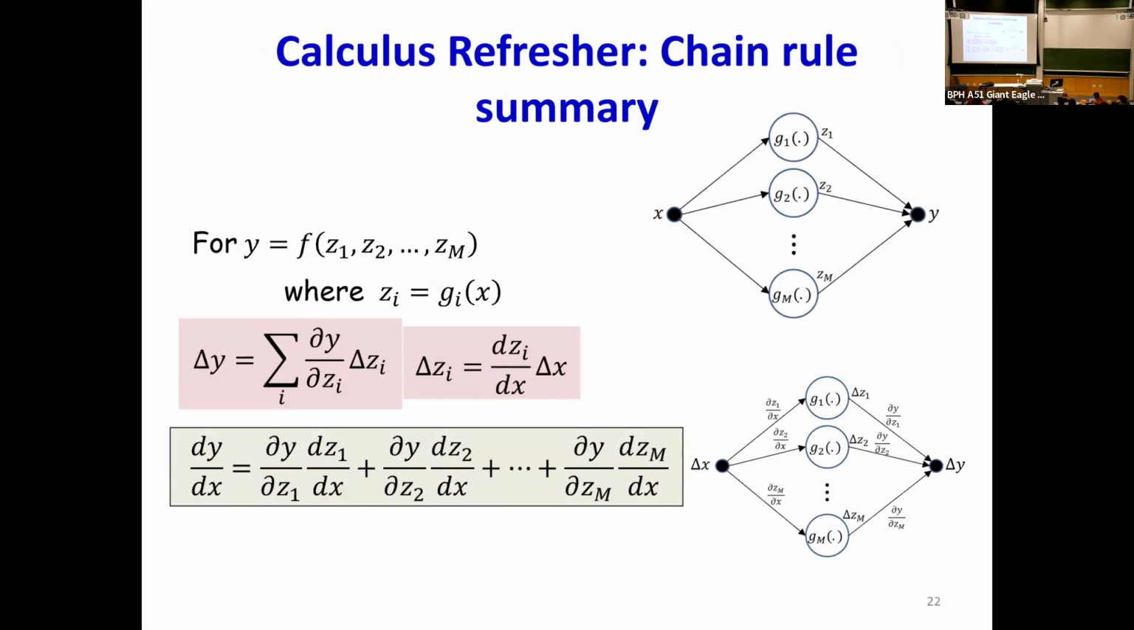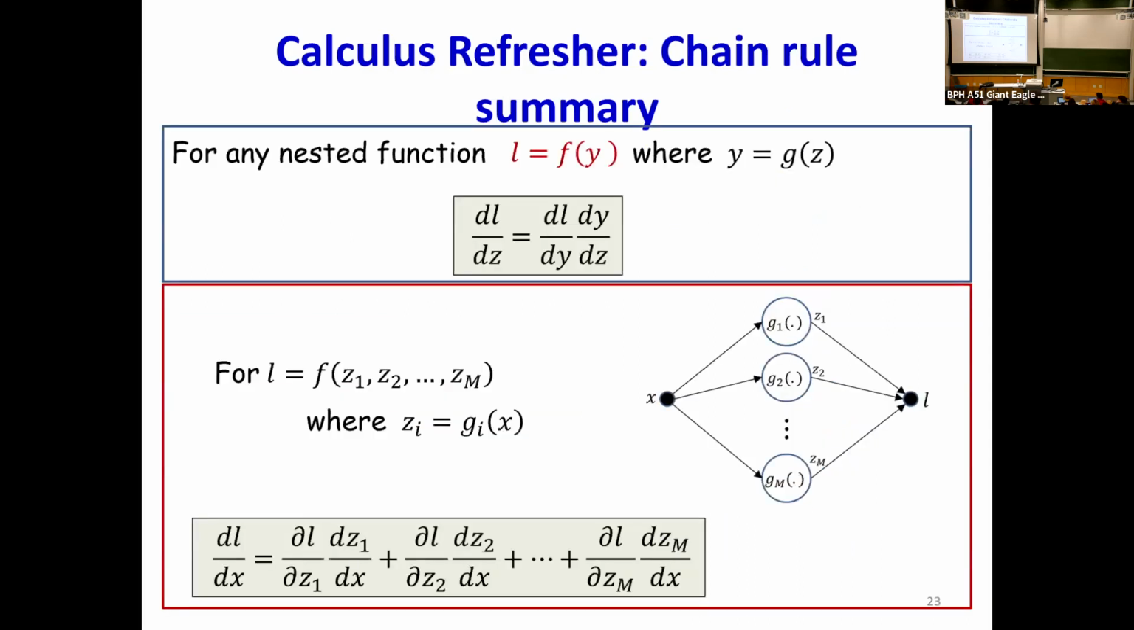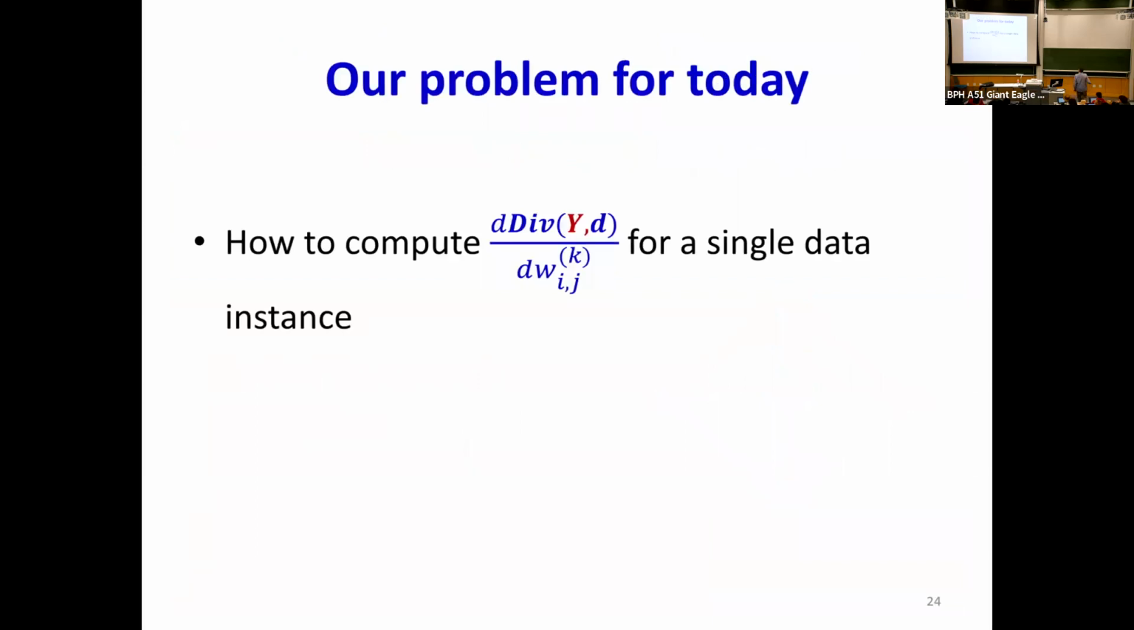So delta y is the summation over all the z's of the derivative of y with respect to z times delta z, right? And each of the z's in turn, delta z is this derivative times delta x. Put them all together, you get the distributed chain rule. Very easy. And so basically we end up with this nested function. If I say I have f is a function of many z's, where z is some function g of x, then the derivative of the output L with respect to x is just this distributed chain rule, just repeating myself. Now let's go back up to our problem for today.